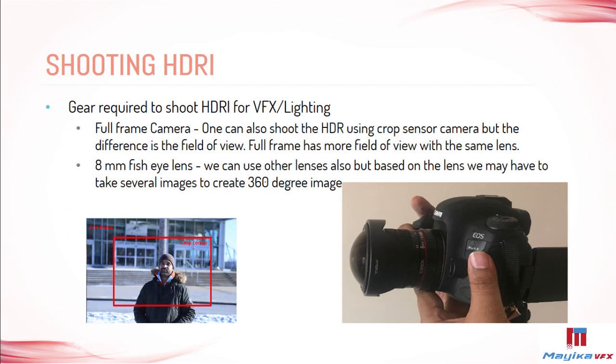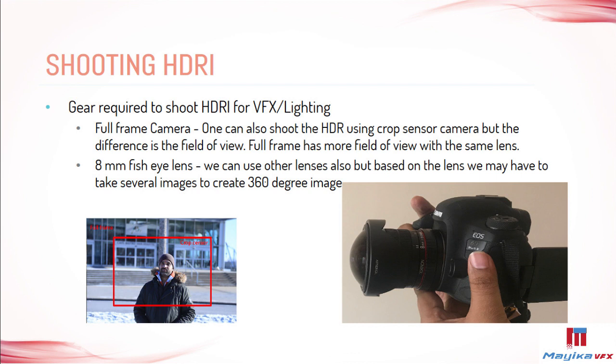Okay, so let's move on to shooting an HDRI. So what are the equipment we need to shoot an HDR? A full frame camera. We can shoot in a crop sensor camera as well, but the difference is the field of view. So if we are using a crop sensor camera, then we need more images to stitch and create a 360-degree pano, like you can see in the bottom image. And we need an 8 mm fisheye lens. As I said, we can shoot in other lenses as well, but we need more images to stitch a 360-degree image.